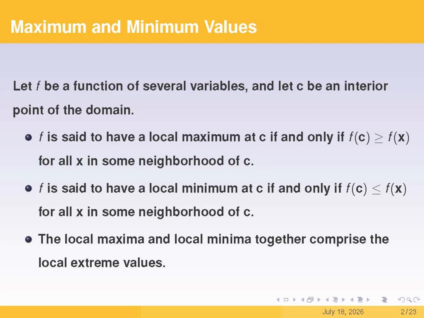When we say that the function f has a local maximum at C, it means that for any point near C, the value of the function is less than or equal to f of C. Similarly, saying that the function f has a local minimum at C means that near C, the function values are all greater than or equal to f of C. Together, local maximums and local minimums are collectively called local extrema.